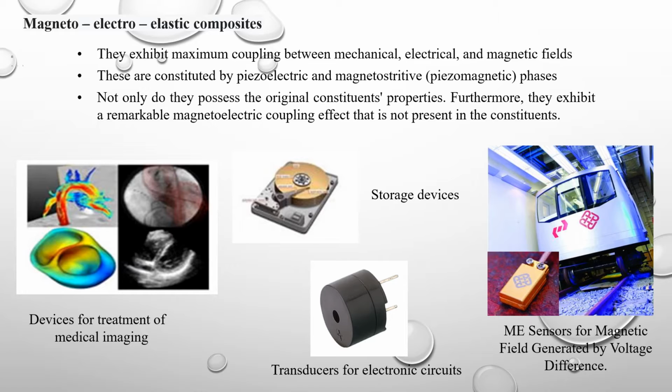Magnetoelectroelastic composites are a class of material that exhibit a maximum coupling between mechanical, electrical, and magnetic fields. They are made of piezoelectric and piezomagnetic phase. Also, they exhibit a remarkable magnetoelectric coupling effect that is not present in the constituents. This kind of material can be applied in devices of medical imaging, storage device, transducer, and magnetoelectric sensor.